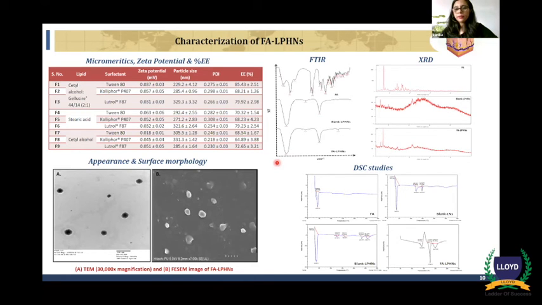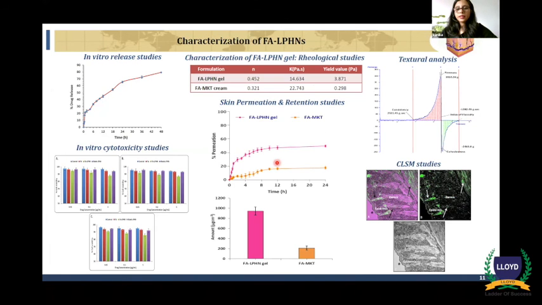So these are some examples of characterization studies which can be easily done for such nanocarrier-based approaches. If you are planning to prepare some liposomal or solid lipid nanoparticles, these studies can be used as a prototype to characterize that particular formulation. And then in vitro release studies were performed by the dynamic dialysis method.